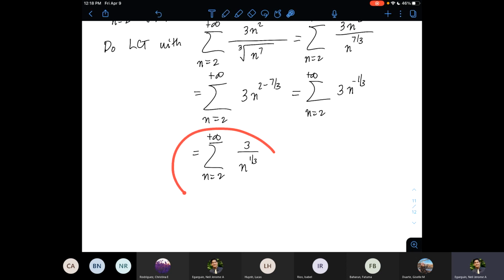And what can you say about this series that we have? Do we know whether it converges or not? Anybody? Any idea about this? Is it convergent or not? And why say so?